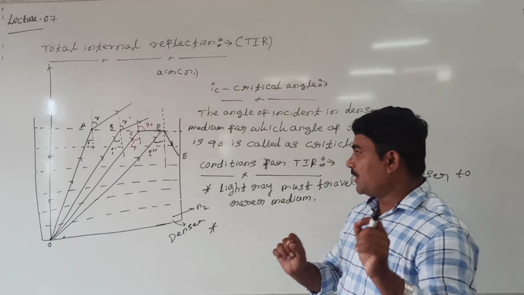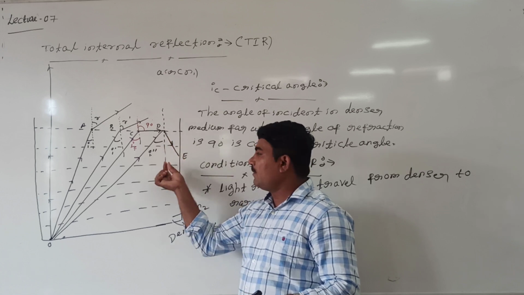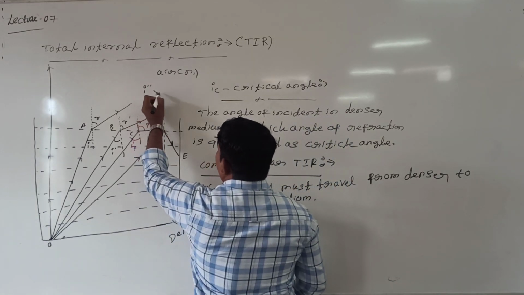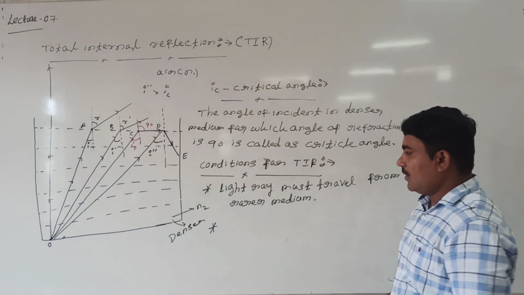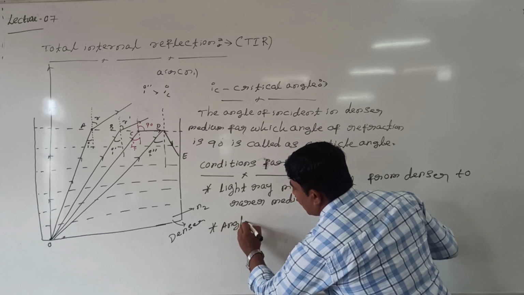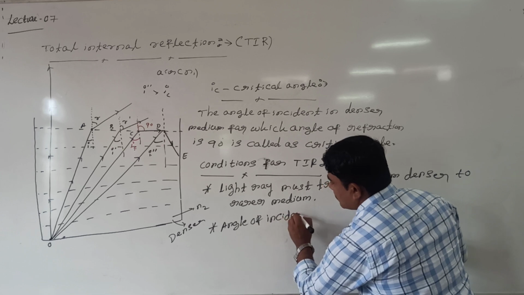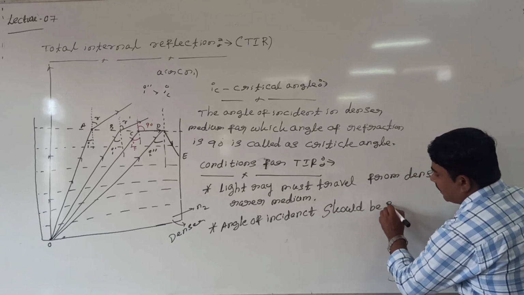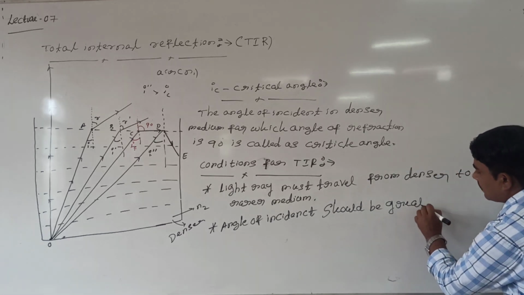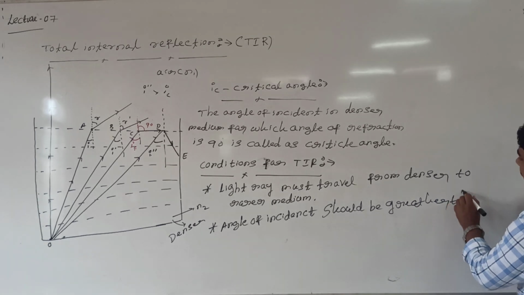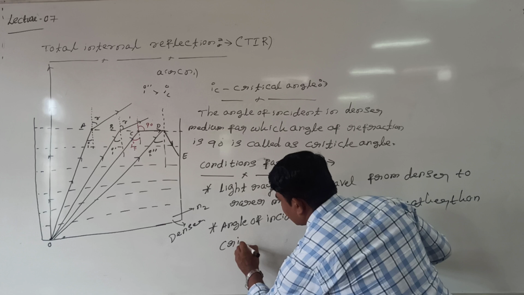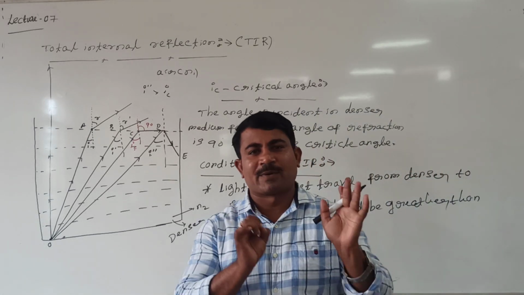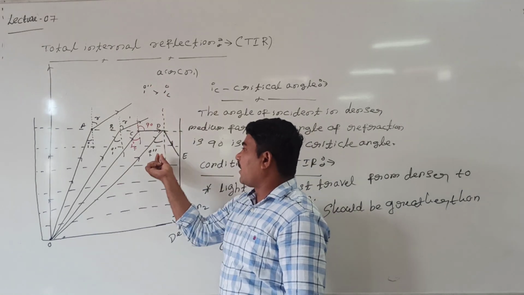Second condition: to reflect the ray of light completely in the denser medium, the angle of incident must be greater than critical angle. In this case, what happened? This angle of incident I took as I dash must be greater than critical angle. Second condition, the angle of incident should be greater than critical angle. These are two conditions for total internal reflection of light. Simply, light must travel from denser to rarer and the angle of incident must be greater than critical angle.